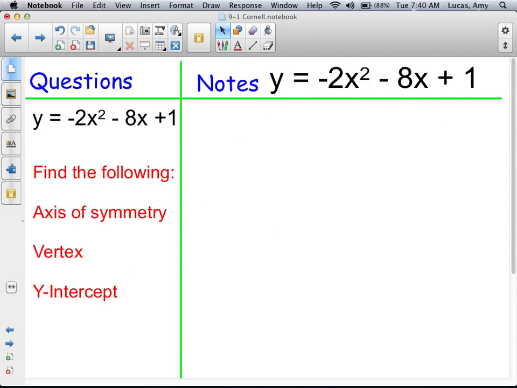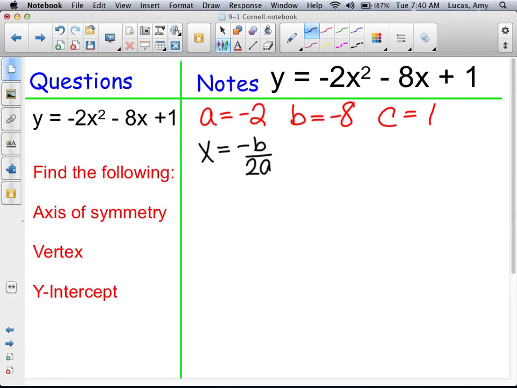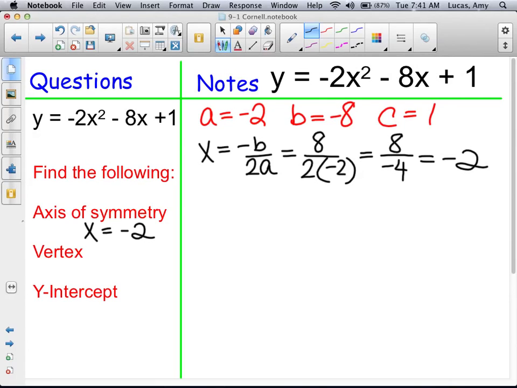One more example. Same information as the last two. A is negative 2, B is negative 8, and C is 1. Axis of symmetry formula, x equals the opposite of b over 2a. The opposite of negative 8 is positive 8. 2 times a, which is negative 2, gives me negative 4. If I divide, I get negative 2. X equals negative 2 for the axis of symmetry. Negative 2 is the x-coordinate of my vertex.